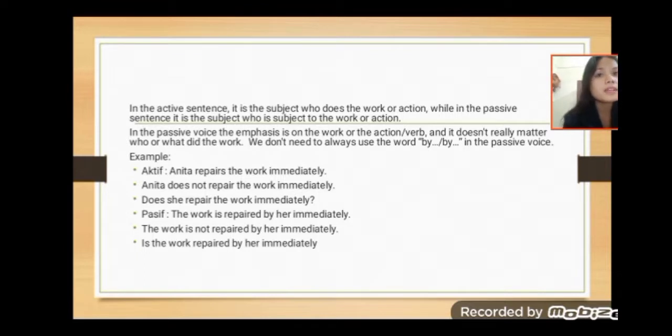For example, active: Anita repairs the work immediately. Anita does not repair the work immediately. Does she repair the work immediately? Passive: the work is repaired by her immediately. The work is not repaired by her immediately. Is the work repaired by her immediately?